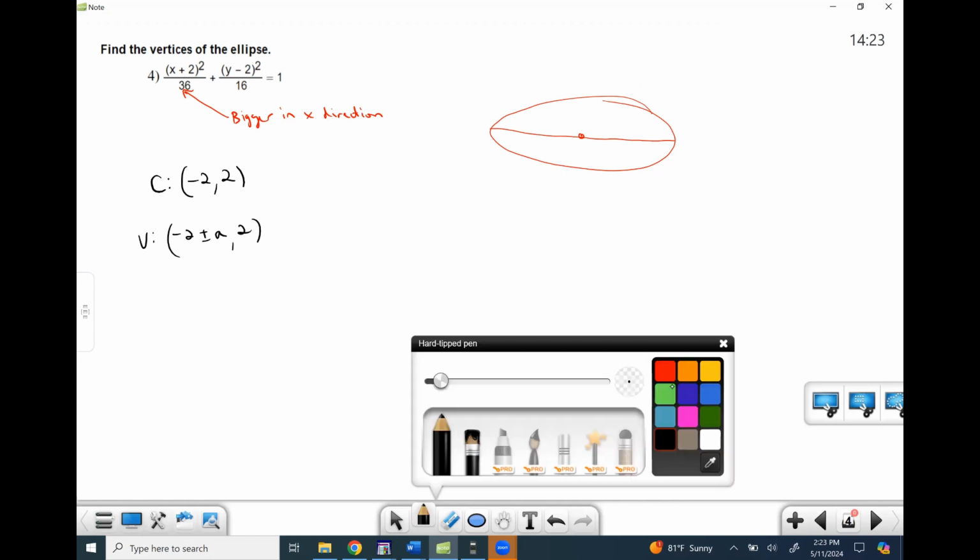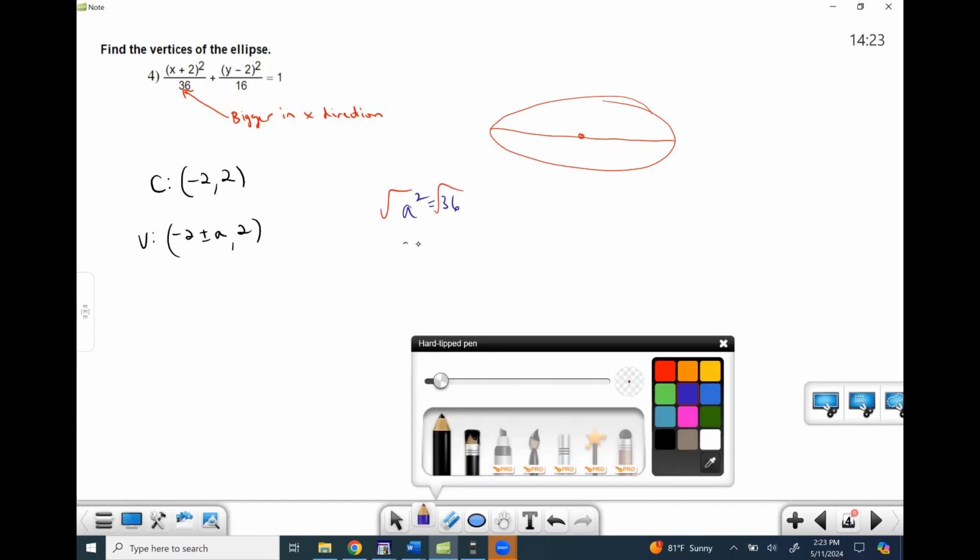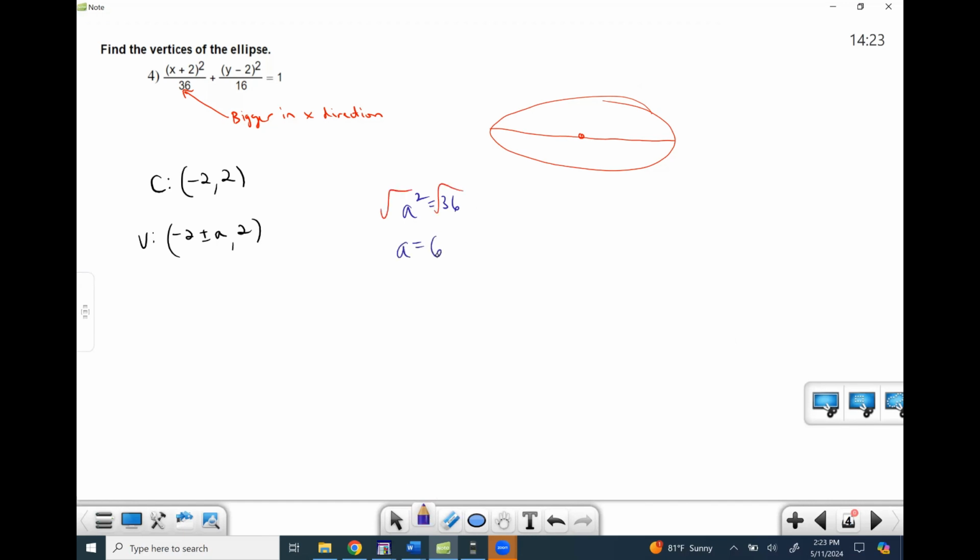So we've got to hunt down a, you guys. Well, we know a squared is the bigger number. So a squared must be the 36. So if we square root, we're going to get that a equals 6. So let's go ahead and plug that 6 in.